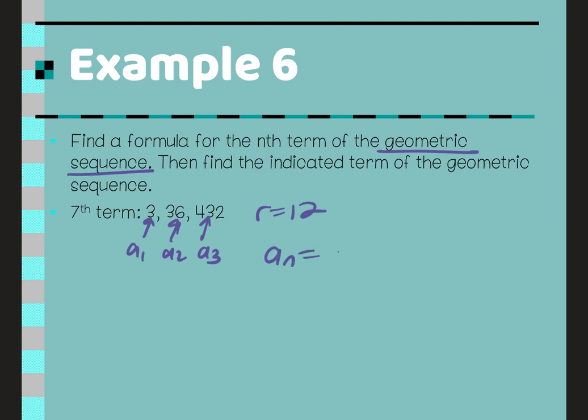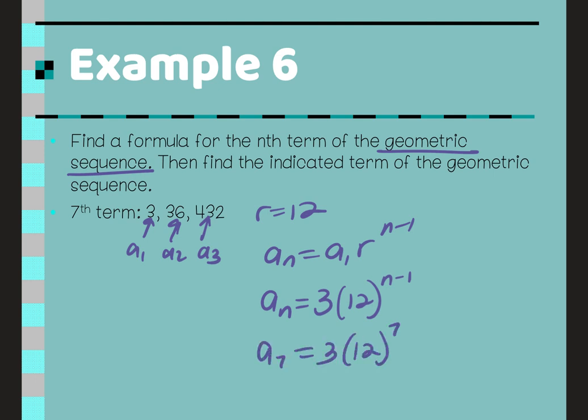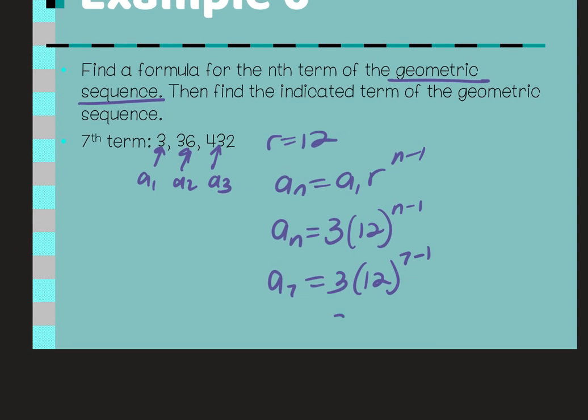So an equals a1 times r to the n minus 1. So an would equal 3, because that's my a1, times r, which is 12, to the n minus 1. That will give you any term in your sequence. So if I want the 7th term, a7 would be 3 times 12 raised to the 7 minus 1, and I'd get 3 times 12 to the 6th.